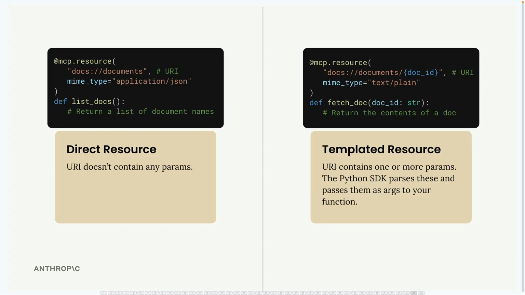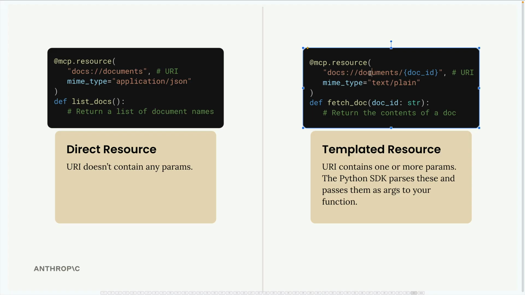There are two different types of resources, direct and templated. You'll also sometimes see direct resources referred to as static resources. A direct resource just has a static URI, so it's always going to be the exact same thing, such as docs://documents. A templated resource will have one or more parameters inside of its URI.